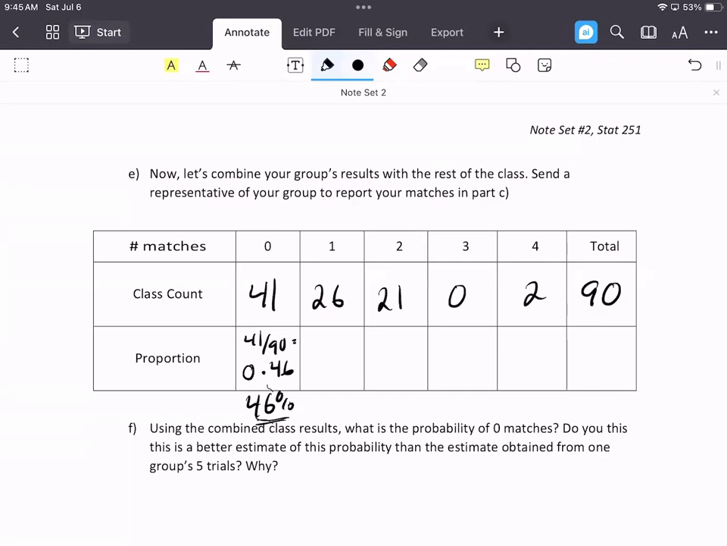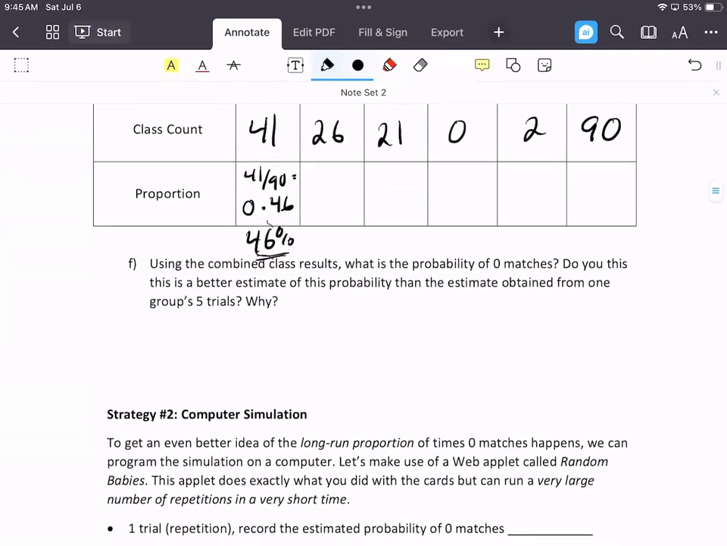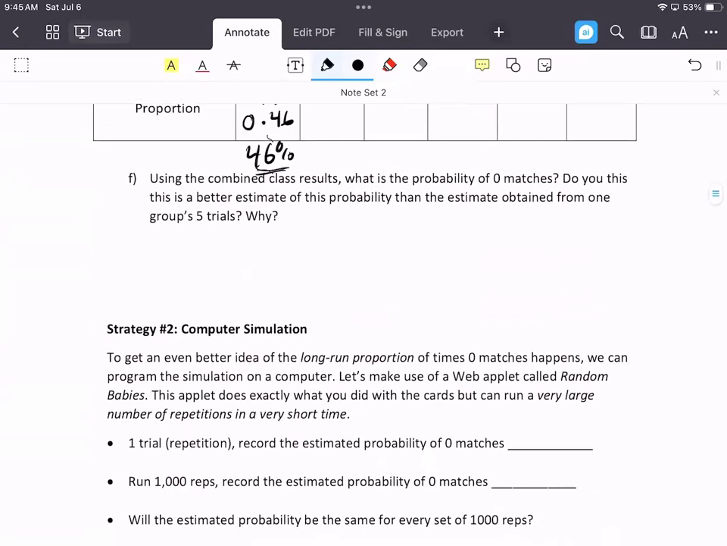Do I think 90 is enough to get me an exact mathematical probability? No. If we did another 90 trials, do you think that we would get exactly 41 matches? No. Because remember, when you're doing this, these random processes, your outcomes are going to vary. Now, even better is the computer simulation. And we'll talk about that in the next video.